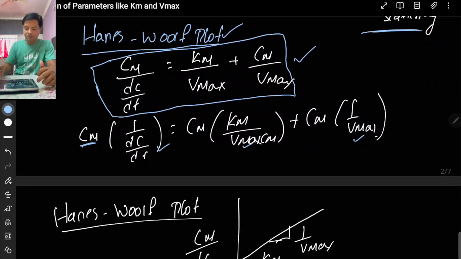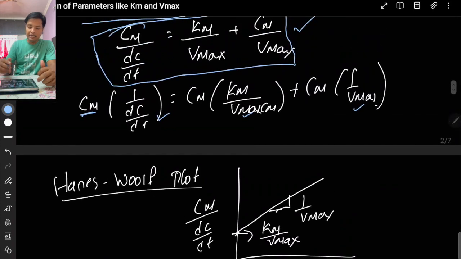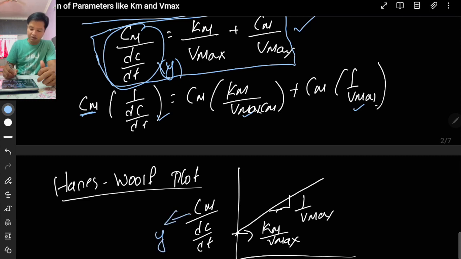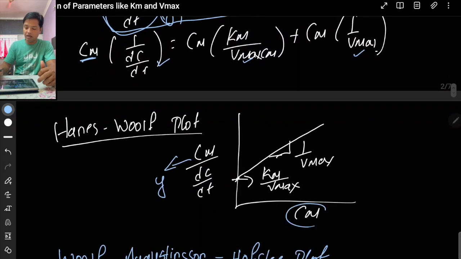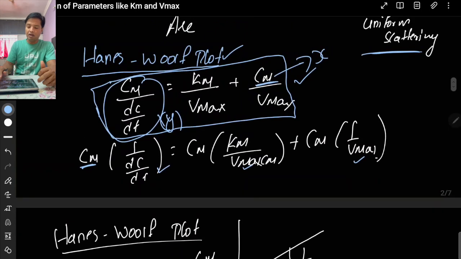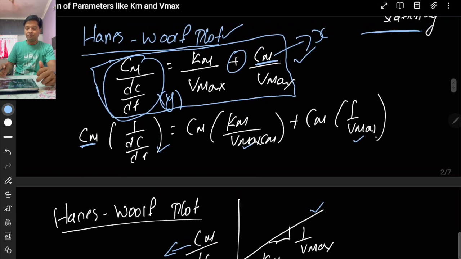So how to draw the plot? You need to plot the graph by taking this particular thing on the y-axis, and Cm on the x-axis. Because we have a positive slope, we get a positive graph. So what will the slope give here? If this is x, what is the value?